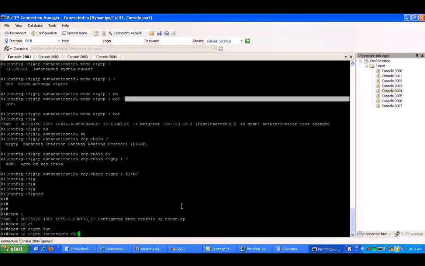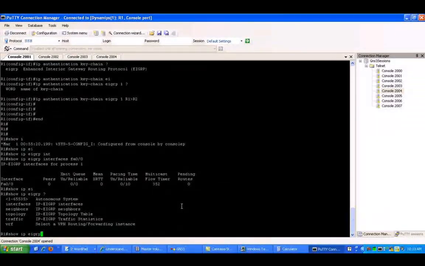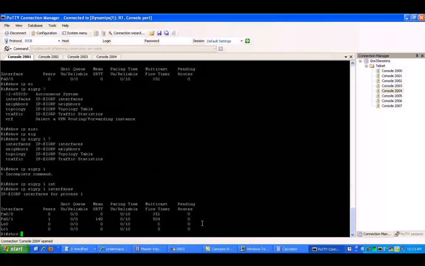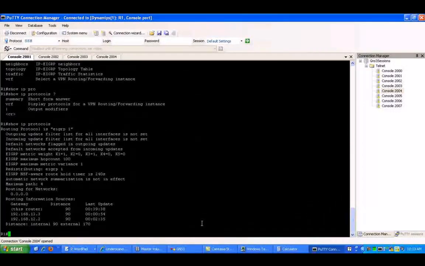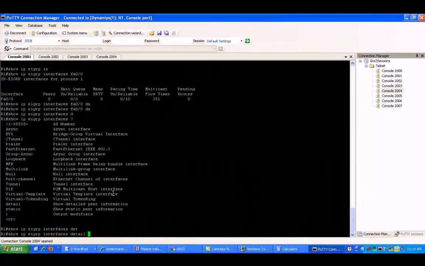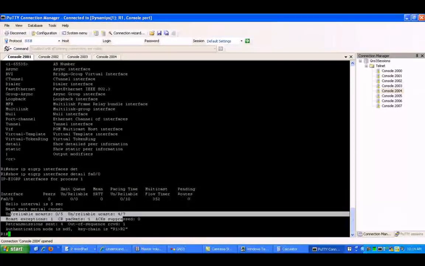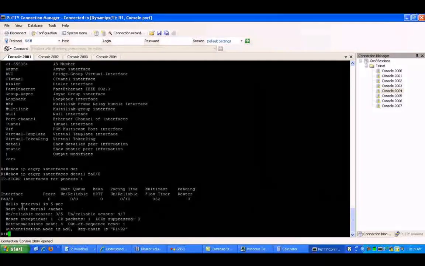So now if I do a show ip eigrp interface, no, actually that's not it. Actually the command I'm looking for is show ip eigrp interfaces detail, and then the interface Fast Ethernet 0/0. This is where we're going to be able to see our hello interval. We're also going to be able to see our authentication mode and the keychain configured. So again, show ip eigrp interfaces detail and then the interface name. Very good command to have when trying to troubleshoot EIGRP authentication.